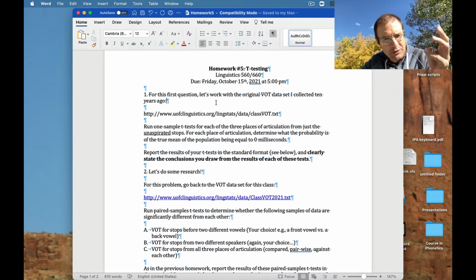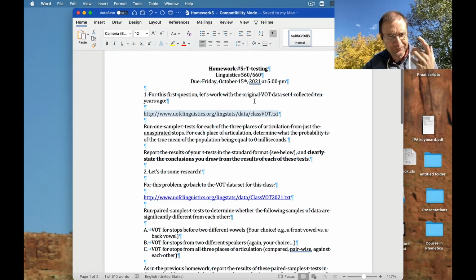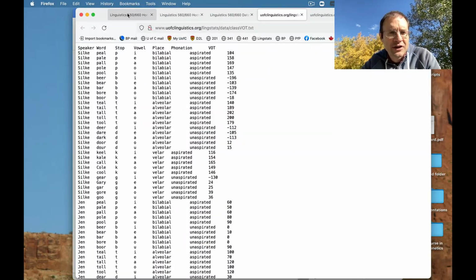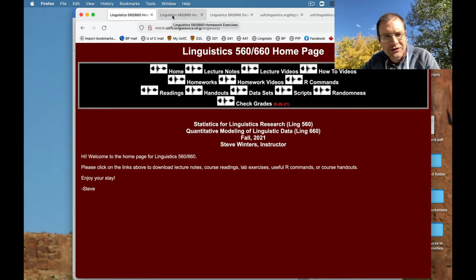So for the first, there's 3 questions. Each one you will apply a different t-test. And for the first one, what I want you to do is run one sample t-test, and we're going to do it looking at the original VOT data set that I collected the first time I taught this class 10 years ago. So I'm just going to show you where these things are, looking through the course webpage here.